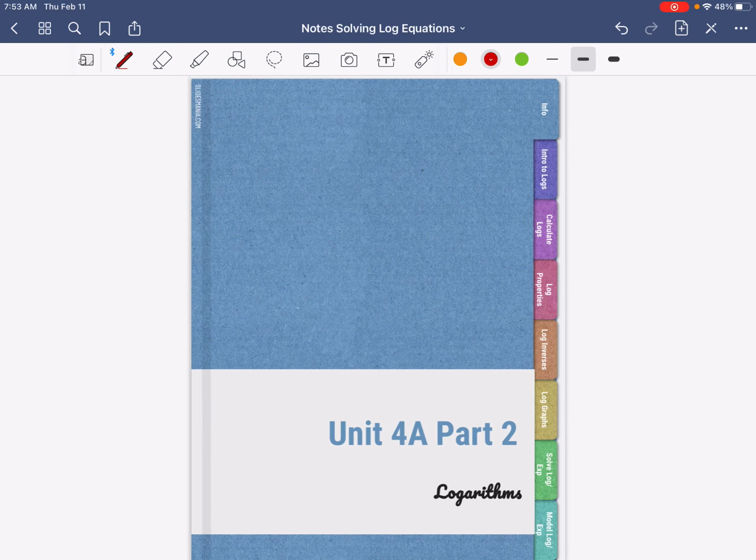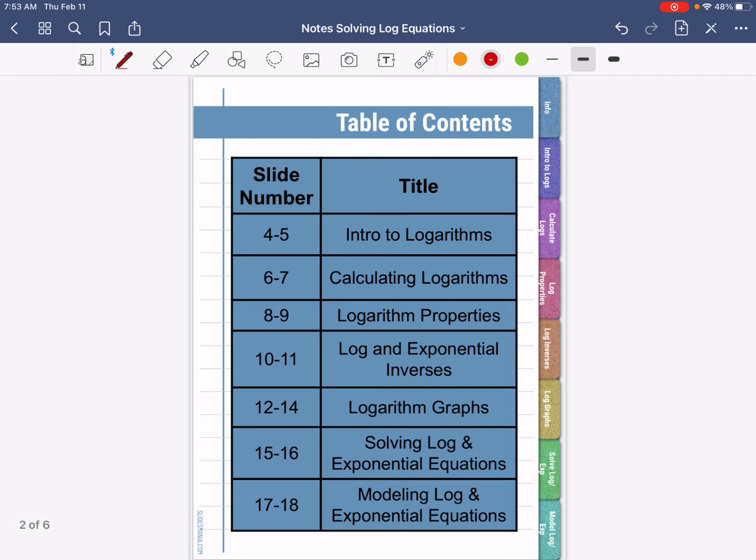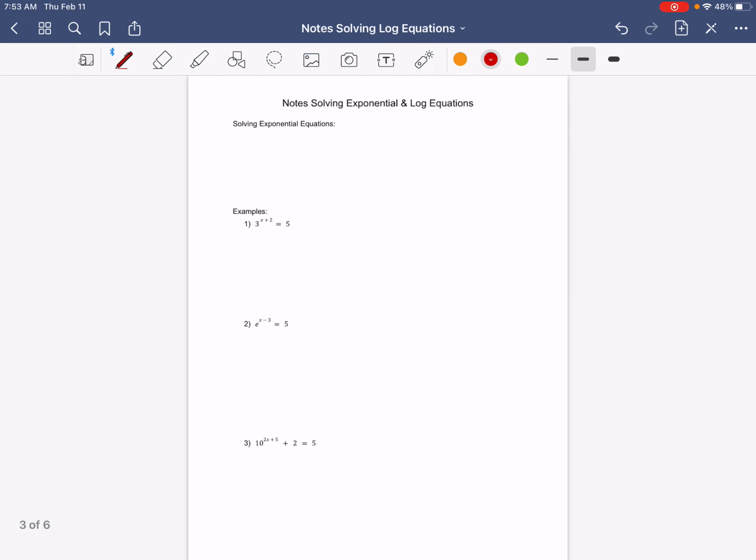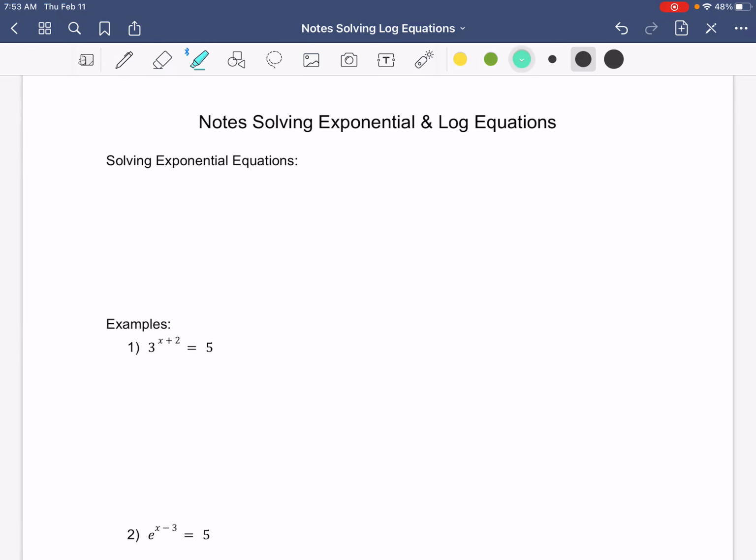Hi guys, these are our notes for solving log and exponential equations. This is going to go in our slides presentation on slide 15 and 16 when we're done. So at the top of your paper, you can go ahead and put your title, Notes: Solving Exponential and Log Equations. We're going to start with solving exponential equations.